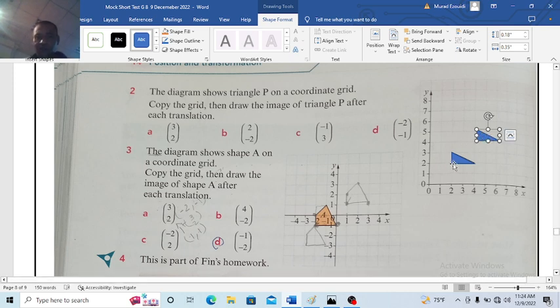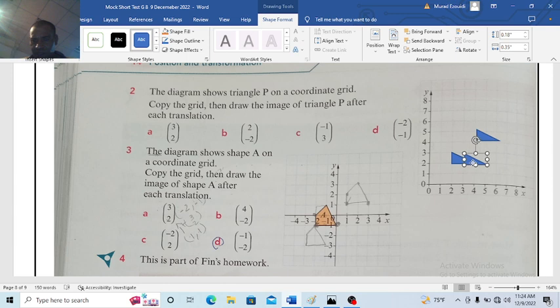Now for B I will make another copy. For B, this is the triangle B, the object. I'm going to translate 2 units to the right, means 1 unit, 2 units. Then how many units should I move down? 1 unit, 2 units. This is my triangle.